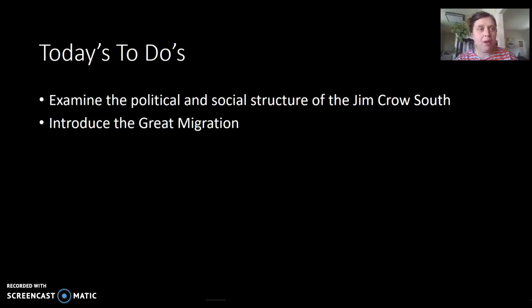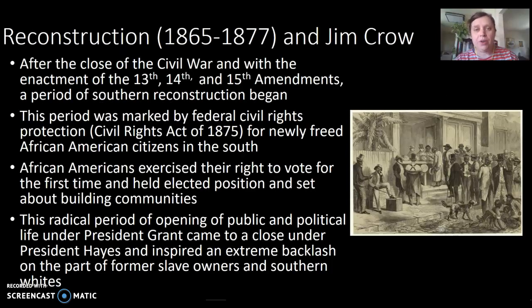this week. Okay, so Reconstruction, this era that's between 1865 and 1877, is a period that's characterized by the opening of public and political life. So what we begin to see happening here is legislative action with the passage of the Reconstruction Amendments, the 13th, 14th, and 15th Amendments, that provide access to the right to vote, access to the rights of citizenship, and equal protection under the law for newly emancipated African Americans.